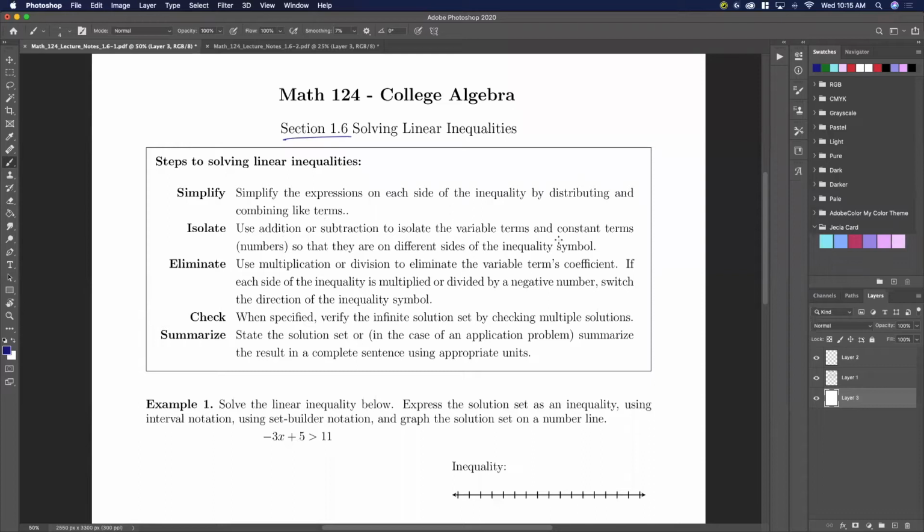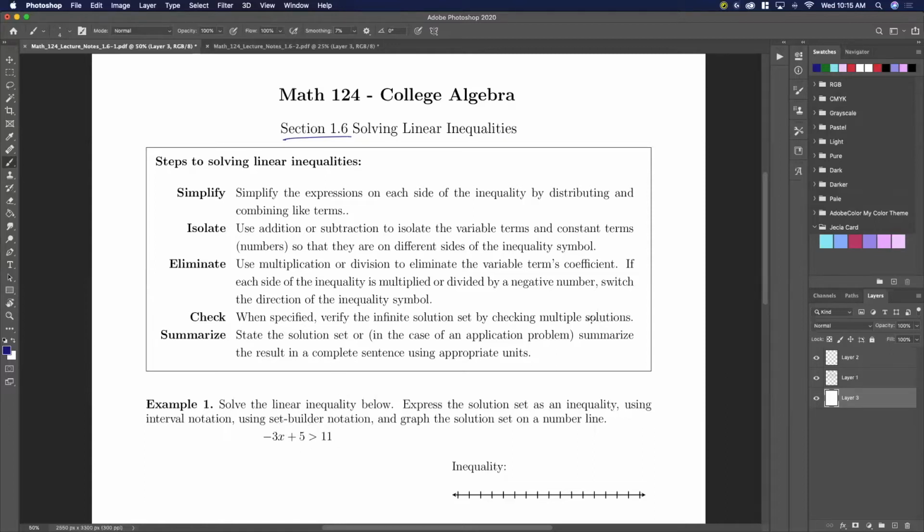You're going to use addition and subtraction to move constant terms and the variables to one side. So you're going to try to get all the variables to one side, everything else to the other side. You're going to use multiplication or division to eliminate the variable's coefficient. So here we'll get rid of the coefficient. If each side of the inequality is multiplied or divided by negative numbers, you switch the sign. So if I add or subtract numbers, it doesn't change anything. But if I multiply or divide, I switch the inequality sign.